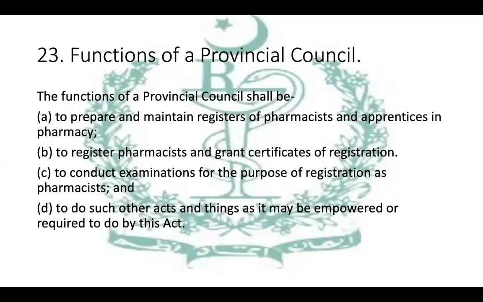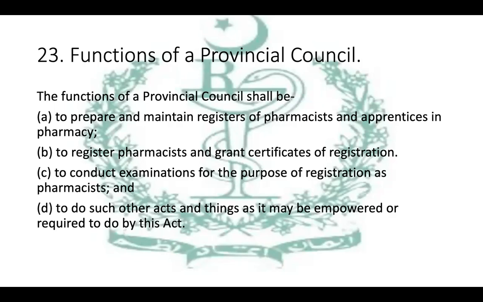Now we are going to the functions of a provincial council. Earlier, it was all up to the Central Pharmacy Council, or Pharmacy Council of Pakistan. Now, functions of a provincial council, because I told you that every province has its own pharmacy council. We have Sindh Pharmacy Council, Punjab Pharmacy Council, Khyber Pakhtunkhwa Pharmacy Council, and Balochistan Pharmacy Council. We also have the AJK Council, and now they are also working for the Gilgit-Baltistan Council. So those are the various councils. So what are the functions of a provincial council, and how do they work?